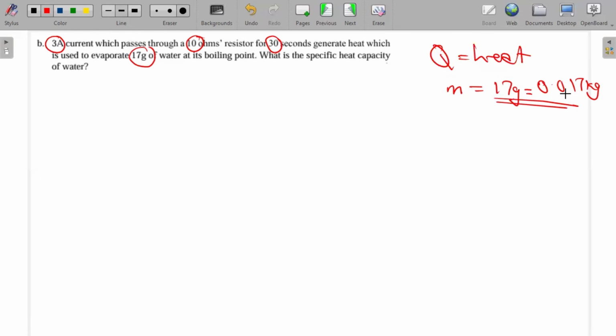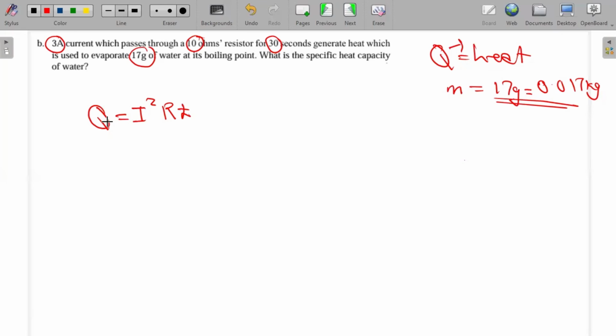Okay, so the first thing we're supposed to do is find the energy that is produced, the electrical heat that is produced. To calculate Q, which formula do we use? We use the formulas for electricity. In order to calculate the amount of heat that is generated, you're going to say current squared multiplied by resistance multiplied by time. This is going to give you the amount of heat.